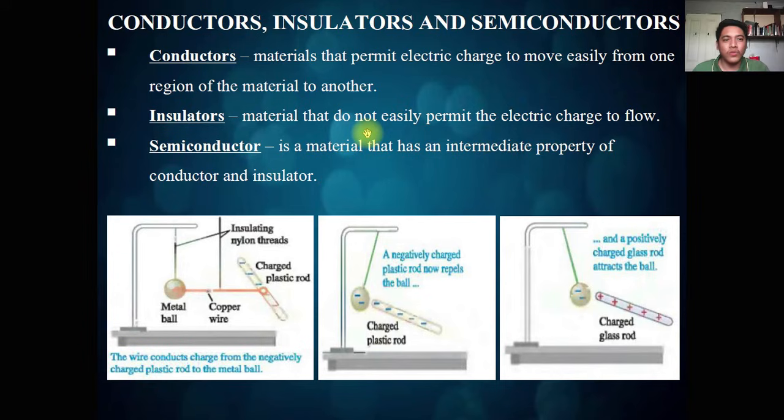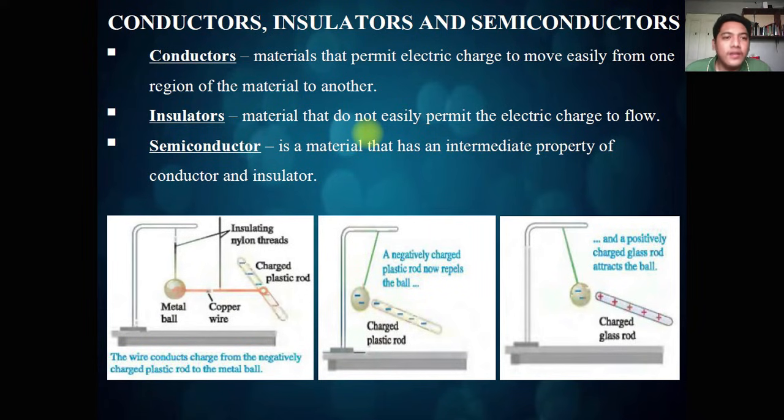Let's go back to conductors. Conductors, in other words, are materials that permit electric charge to move easily from one region of the material to another. And we have what we call the insulators. Insulators are materials that do not easily permit electric charge to flow. So insulators are the opposite of conductors. Examples of insulators are rubber, plastic, and wood. These materials are good insulators. Air is also a good insulator.